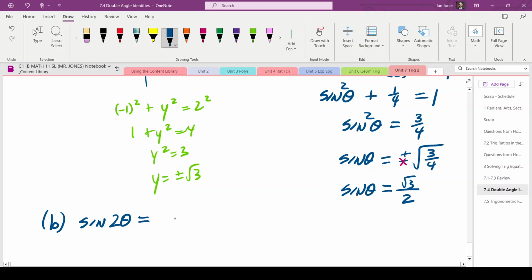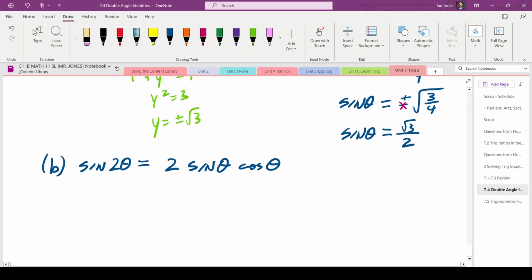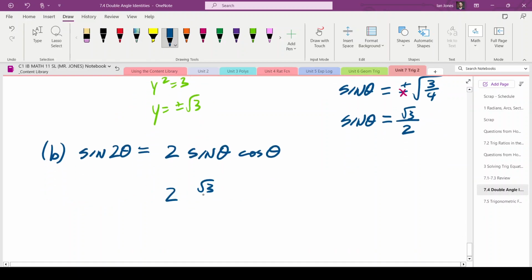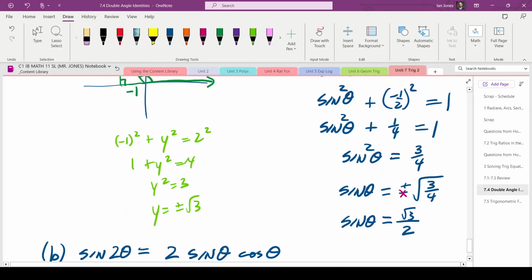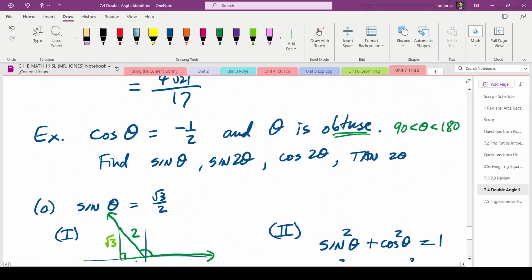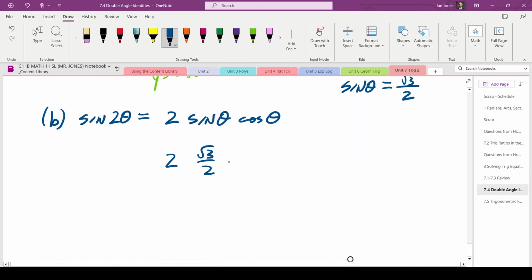So here I'm going to use an identity. That's 2 times sine of theta cosine of theta. Sine of theta is root 3 over 2, and cosine of theta was given to us as negative a half. Okay, and I just multiply them. 2 is 2 over 1, so those go. I'm left with negative root 3 over 2. Simple. Sine 2 theta is negative root 3 over 2.